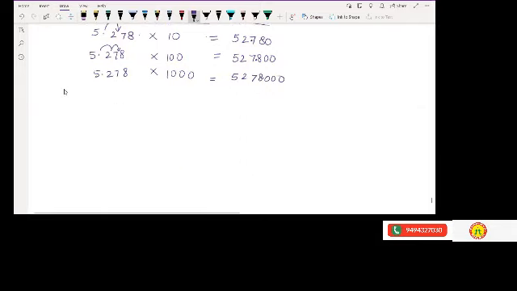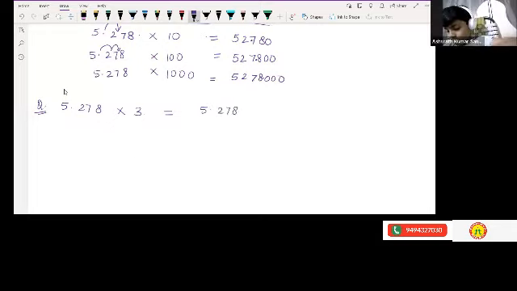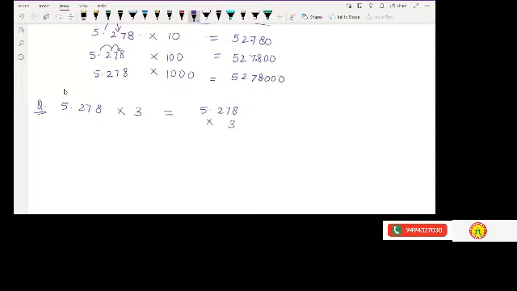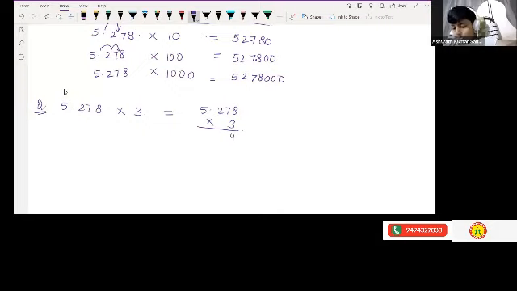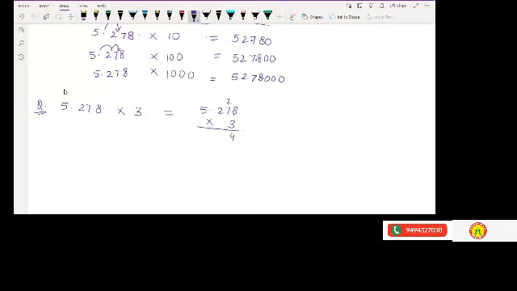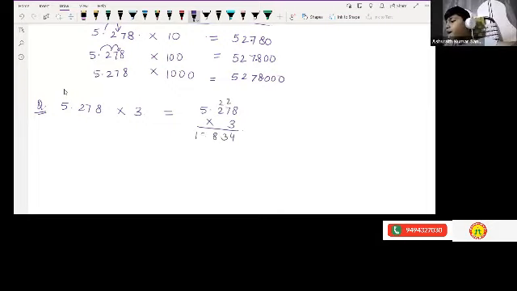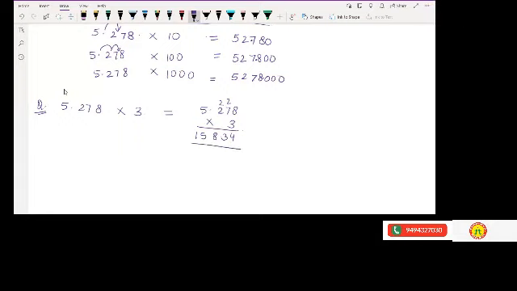Now see, this was multiplying by 10, 100, 1000. Now what if we have a decimal which we are multiplying with some whole number? Suppose I multiply this number with a whole number 3. I will just multiply the numbers as we normally do, ignoring the decimal sign. So 8 threes are 24, 3 sevens are 21, 22, 23, so 2 here, 6, 7, 8, 5 threes are 15. This is the number when we multiply the numbers.